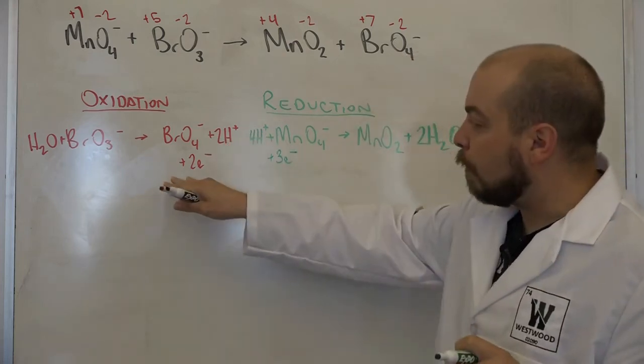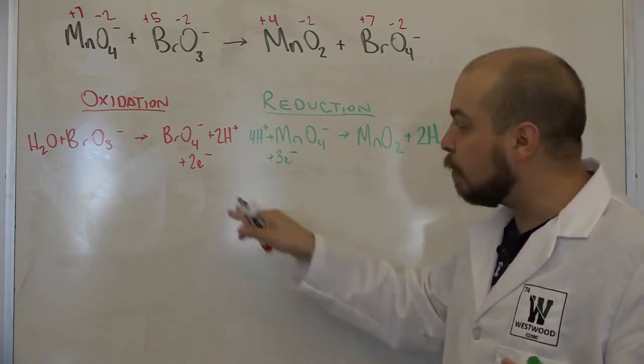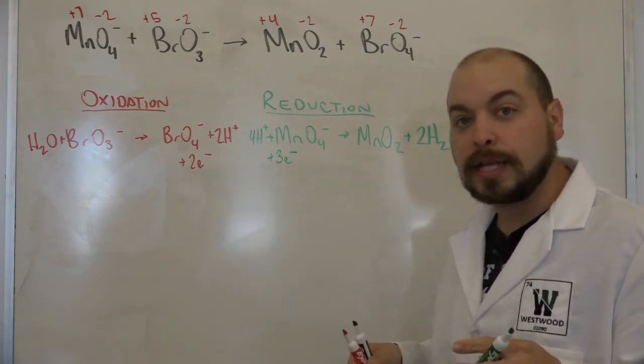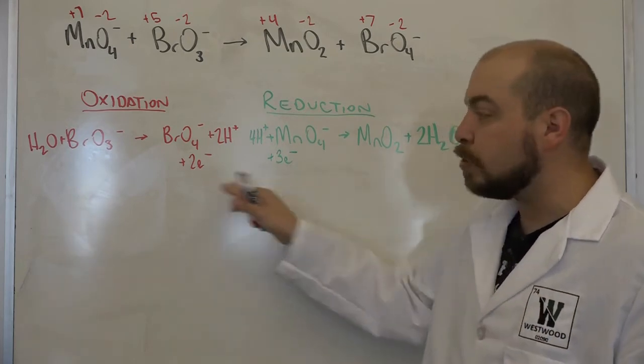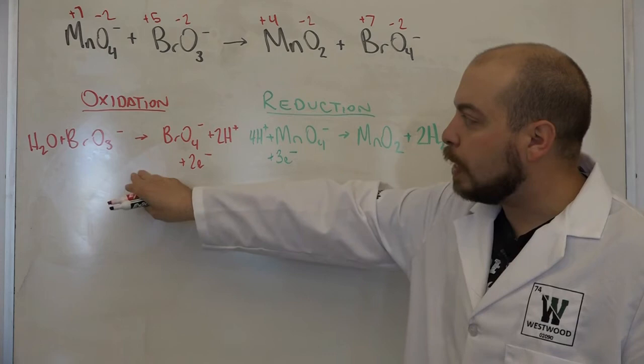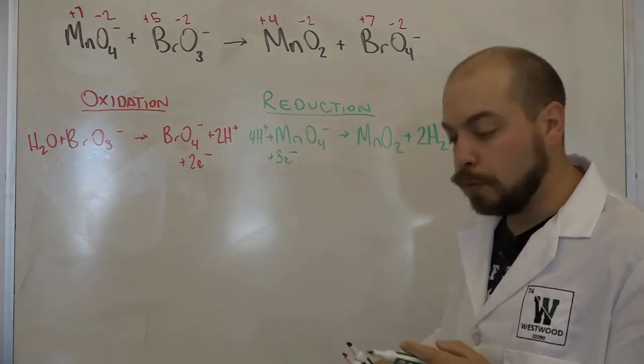Now what I've done is I've created balanced half reactions. I need to combine them. But remember, in order to combine them, I have to make sure that the number of electrons are the same. In order to do that, I multiply to the lowest common multiple, which in this case would be 6 electrons. That means I need to multiply my oxidation half reaction by 3 and the reduction half reaction by 2.